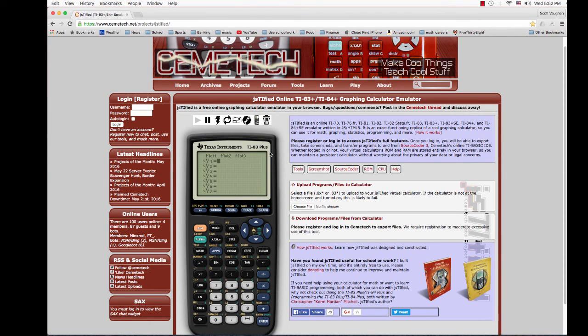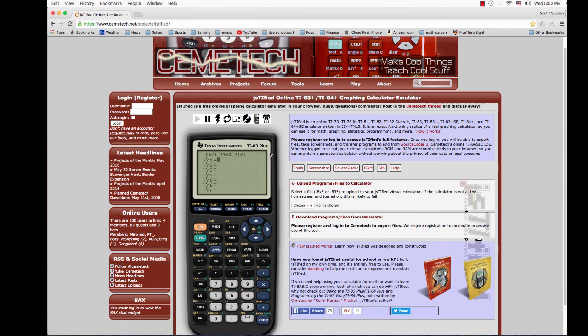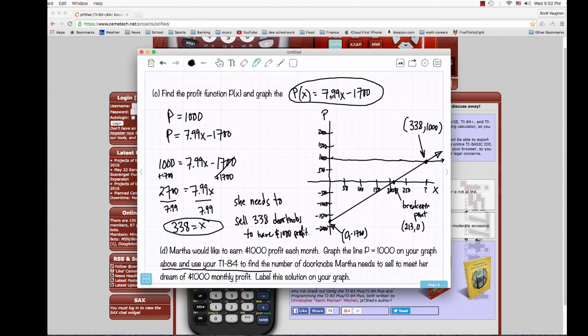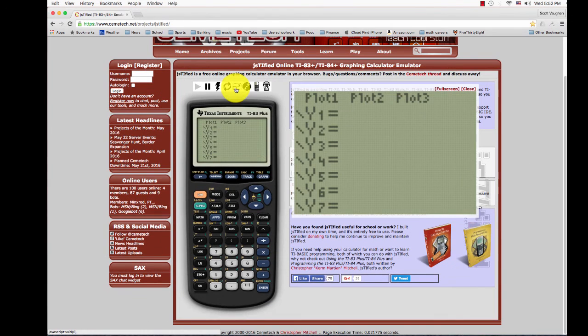We're going to graph really two lines on here. So let's do that. The first line that I'm graphing is this 7.99x minus 1700. That was the profit function. So I'm typing in 7.99x minus 1700. And this is in the Y editor, so you hit Y equals to type that in.